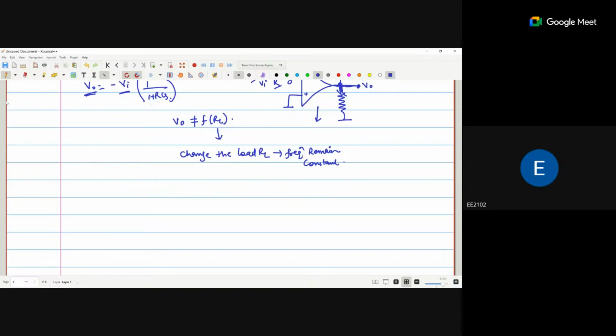Now you can create the same circuit with the operational amplifier also, but in the operational amplifier the output voltage doesn't depend on the RL. If you change the RL, there is no change in the frequency, no change in the gain. That will remain constant.